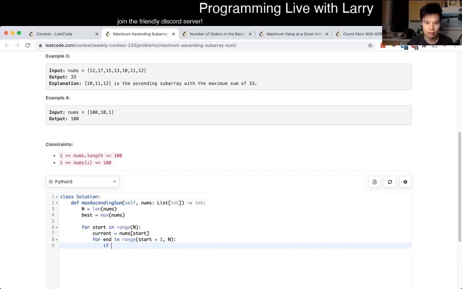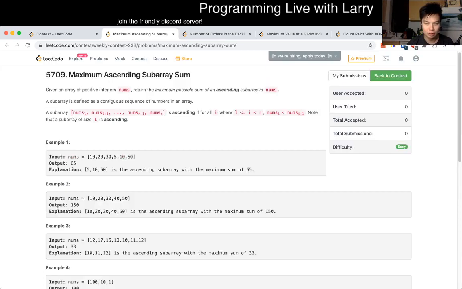Is it strictly ascending? Yes, strictly. Okay.